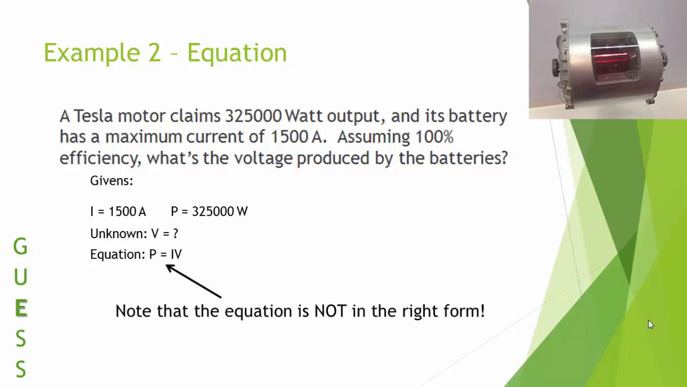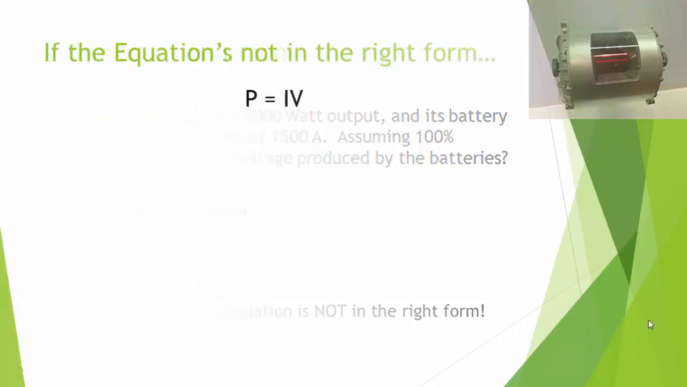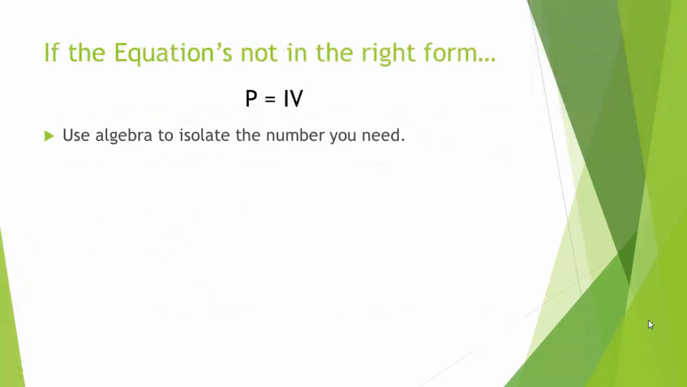So, our equation's not in the right form and we have to stop and do one more step. What's that step? Well, it's algebra. We need to isolate the number we need. What does isolate mean? It means just get it on its own. So the number we need, that's straight out of our GUESS step.